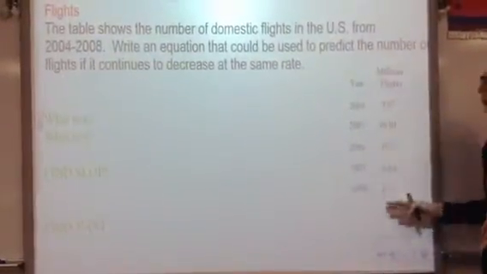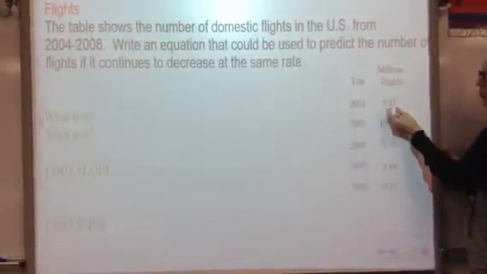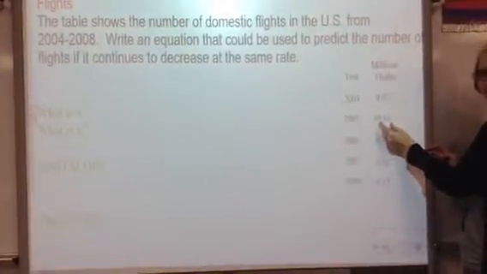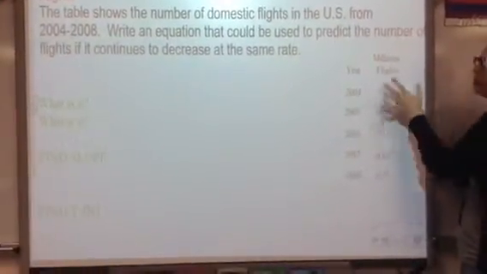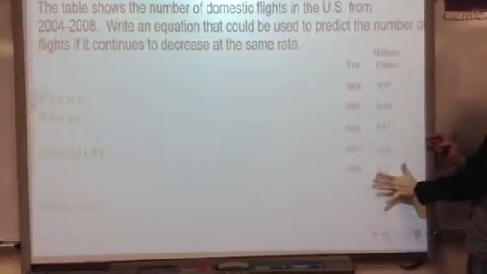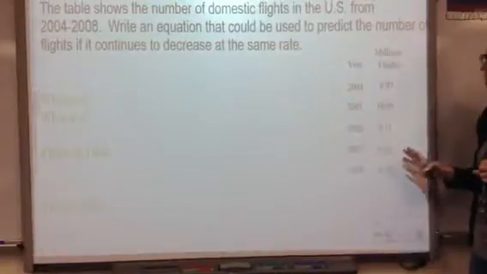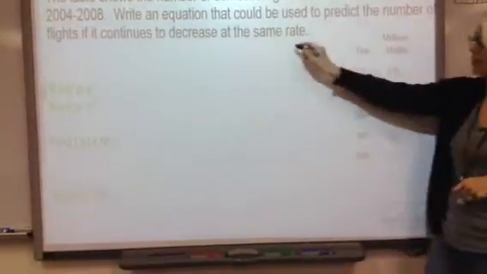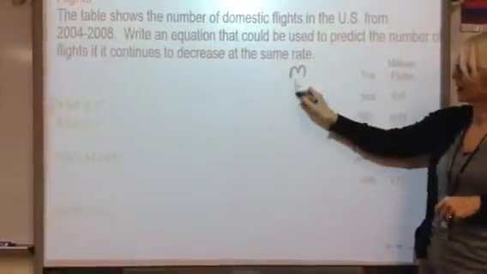This is a table of flights. In the year 2004, there were 9.97 million flights. 2005, 10.04 million flights. So in this table, we have all of this information, and we want to write an equation to predict the number of flights if it continues to decrease at the same rate. So we need to find a slope, and we need to find a y-intercept.